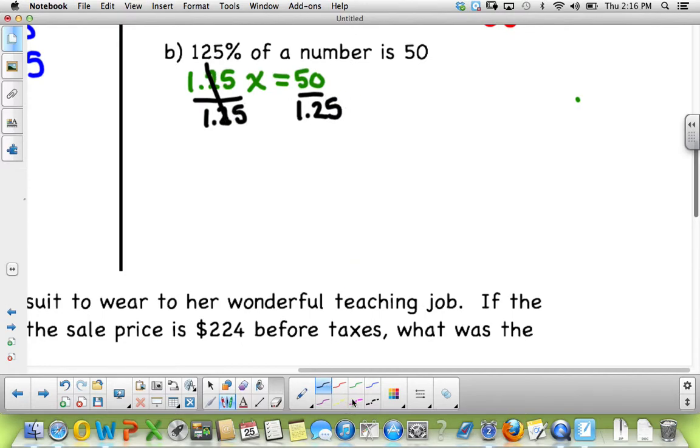This is equal to 1, so the x is now isolated. Now I get to do long division. So I'm doing 50 divided by 1.25. Now I need to move this decimal 2 places to the right. So it goes here, which means I need to move it 2 places to the right here and add 2 zeros. So basically I'm doing 125 into 5,000. So you're going to now figure out how many times does 125 go into 5,000.